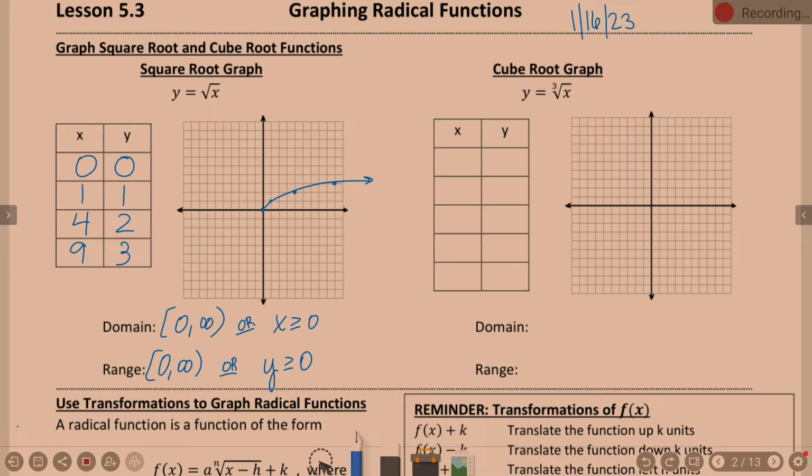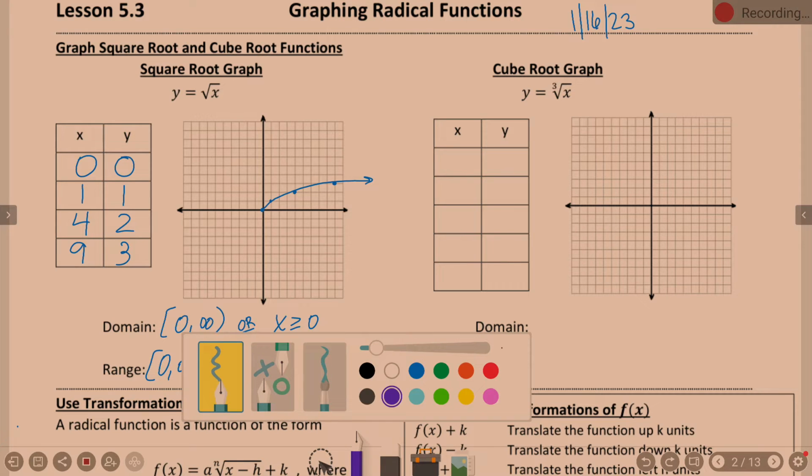Okay, so that's your square root graph. Anytime we graph a square root graph, we're graphing that half of a parabola, and it's going to look something like that. Now, it might stretch or shrink. It might translate left to right or up or down. It could reflect. But this is the basic shape of the graph. Okay.